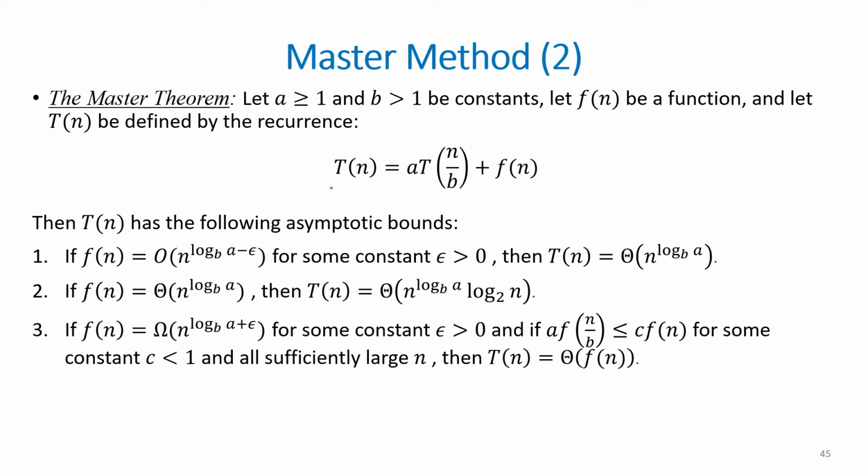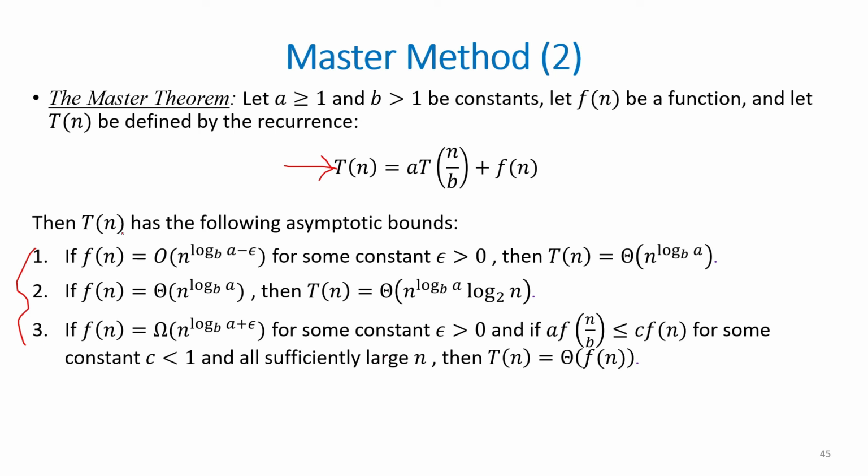The master method is defined as follows. If a and b are greater than 1 and T(n) is a recursive function of the form given here, then the function f(n) determines the asymptotic bound of T(n) depending on which of these three conditions it satisfies. So when applying the master method, you should make sure that your recurrence equation is of this form, and you should learn these three conditions by heart.